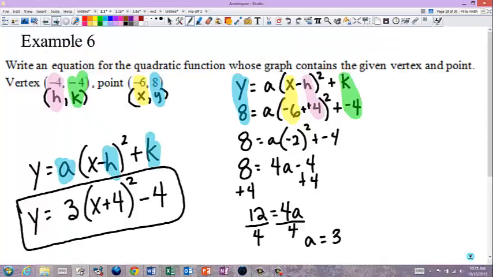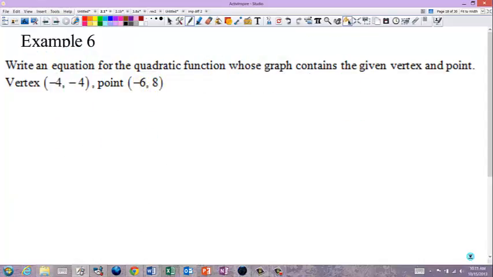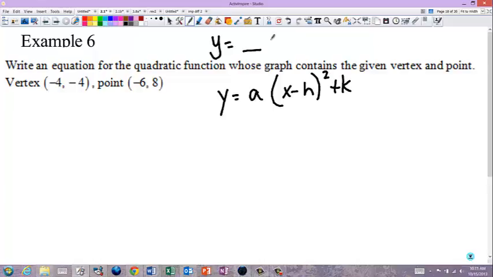And then here's this random example. I thought I erased all this, but I didn't. Random example that you have to write down. It's not in your notes. Write an equation for the quadratic function whose graph contains the given vertex and point. We're going to use the same equation. And in order to write the equation of a parabola, basically you need blank, x minus blank squared plus blank. You need a, you need h, and you need k. Well, this one gave us h and k, because my vertex is h and k, and my point is x and y. So I fill it in.